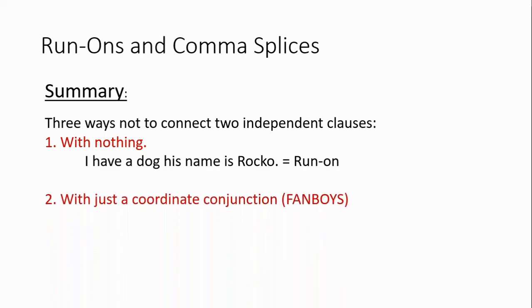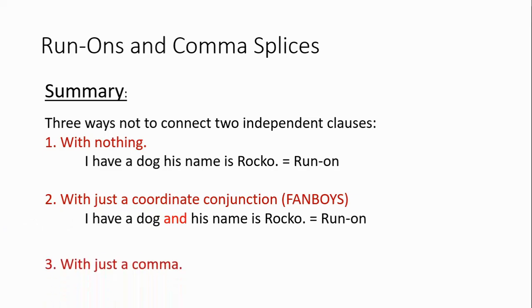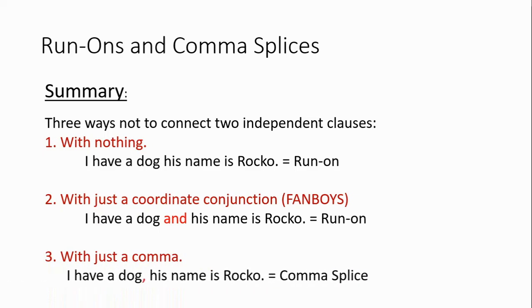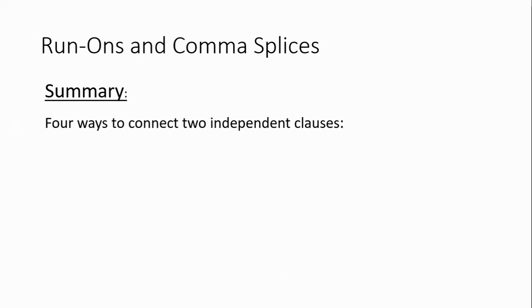With just a coordinating conjunction, one of the FANBOYS. I have a dog and his name is Rocco. That's still a run-on. Or with just a comma. I have a dog, comma, his name is Rocco. That's a comma splice. And finally, let's review the four ways to connect two independent clauses.